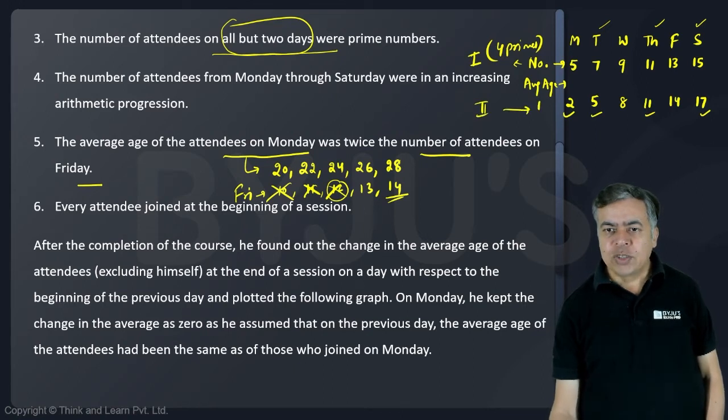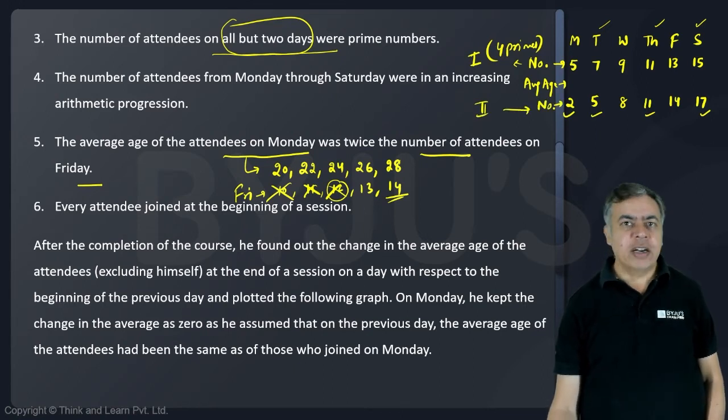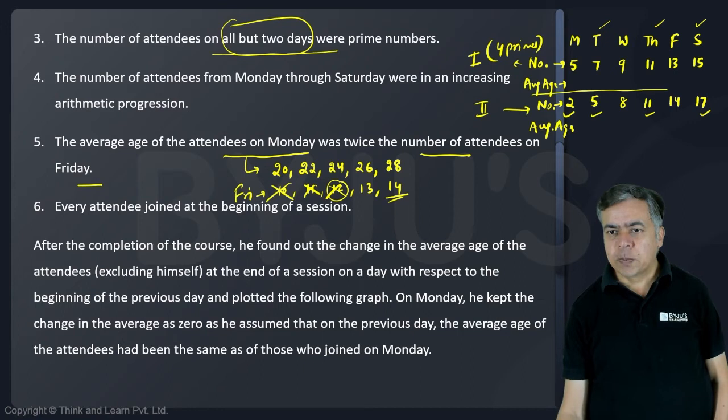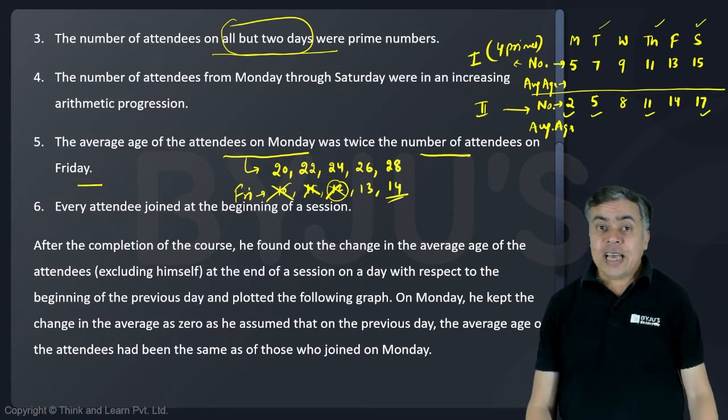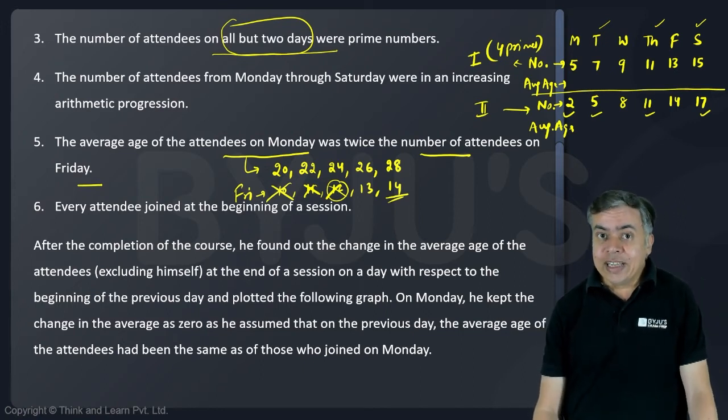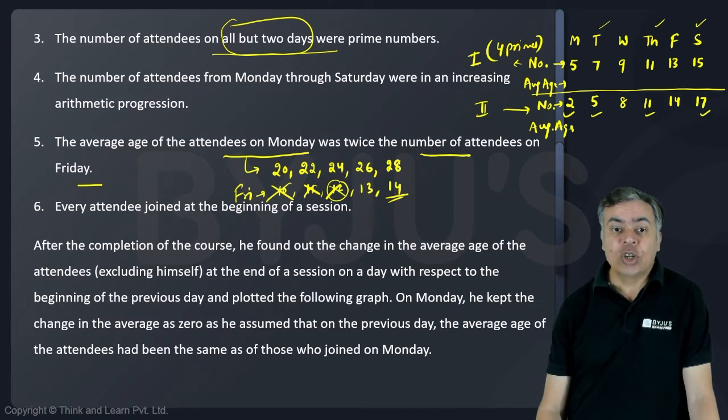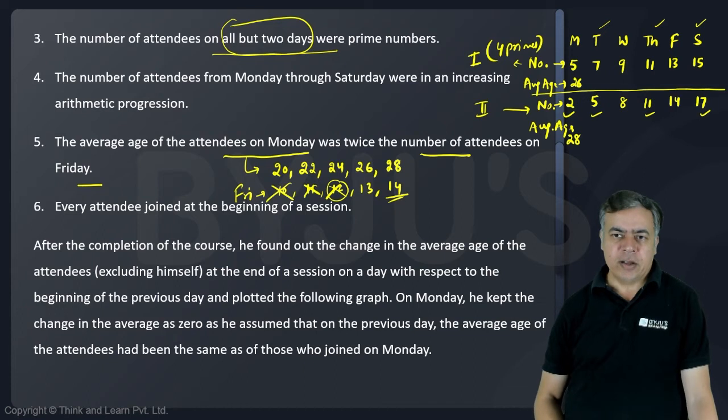Where numbers of attendees will be this. Accordingly I will see the average age. So there are 2 cases possible. Because the average age on the Monday is twice that of attendees on Friday. Friday is 13, so Monday average age will be 26 here. Here it is 14, so it will be 28 here. So average age here will be 28 on Monday.